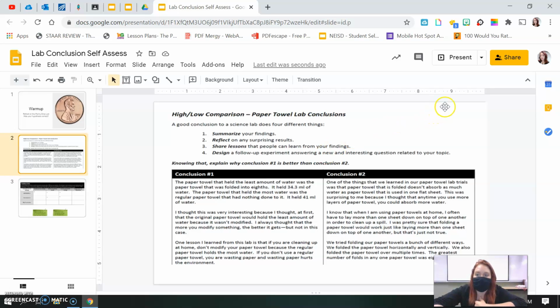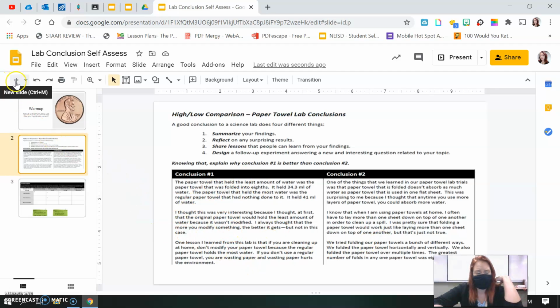So knowing that, your job is to explain why conclusion 1 is better than conclusion 2. You're going to read over both of these conclusions, and I'm already telling you that conclusion 1 is better. You need to tell me why. So out of these four things, how many of them does conclusion 1 have? How many of them does conclusion 2 have? Explain what conclusion 2 is missing that conclusion 1 has. Why is conclusion 1 better?